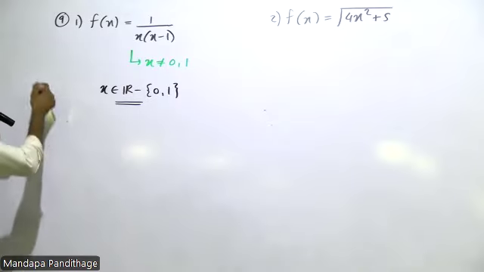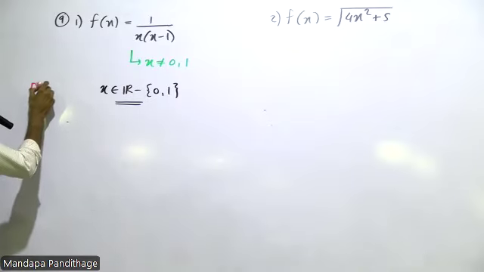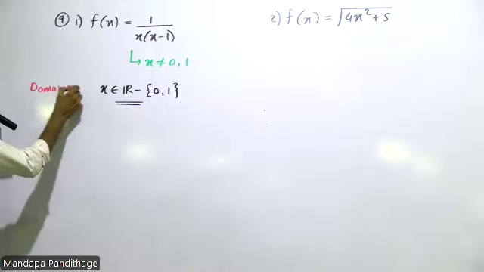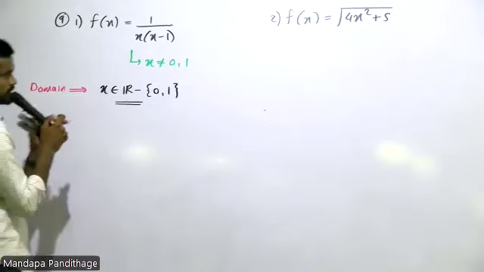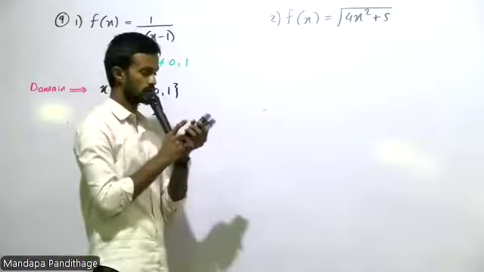So the second one is, we have a square root, and inside the square root we have 4x squared plus 5.